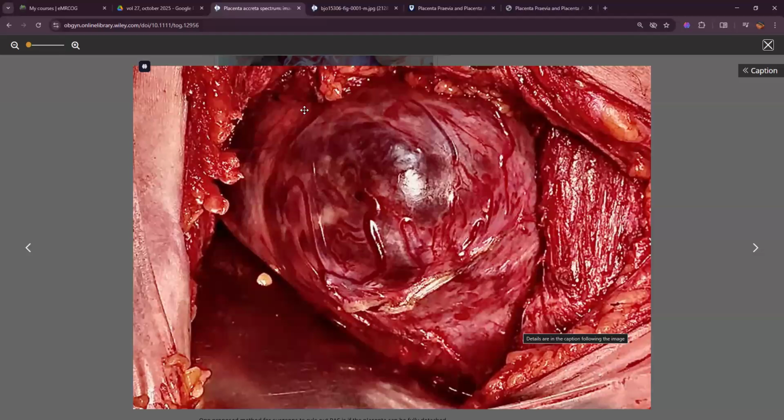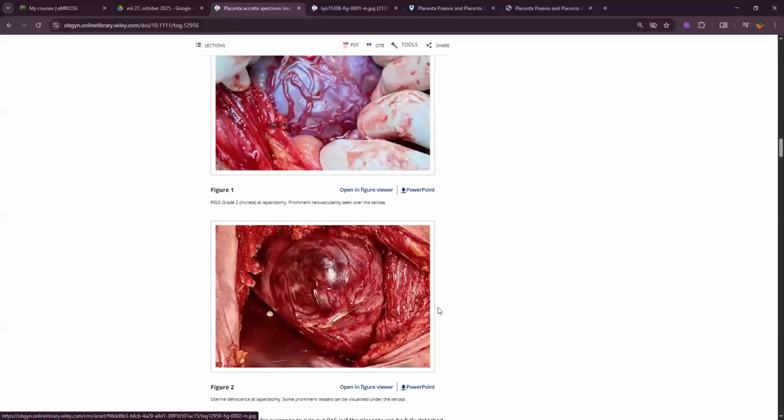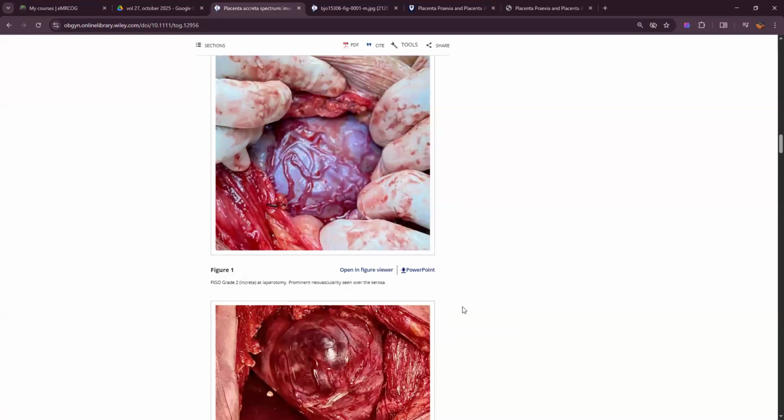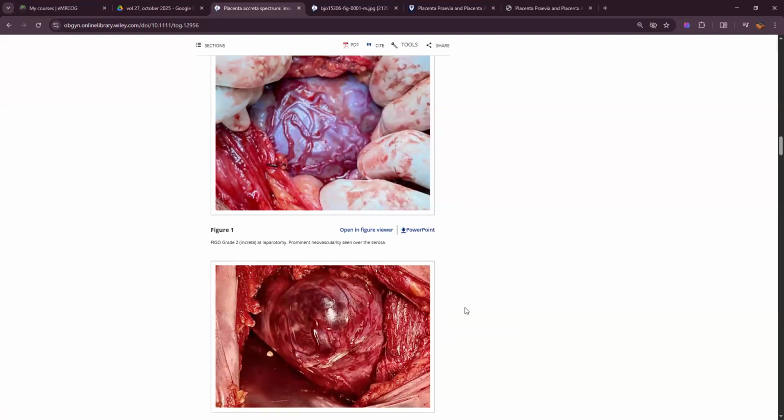This is the rim of the myometrium. So this is not placenta accreta, this is dehiscence. Why are they bringing those pictures? Because they are telling you it's not only about the vascularities or the prominent vascularities. It can be this, it can be that. Sometimes we can do intraoperative ultrasound to see what's going on.